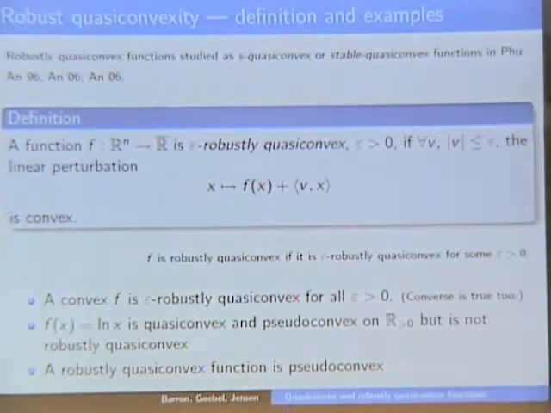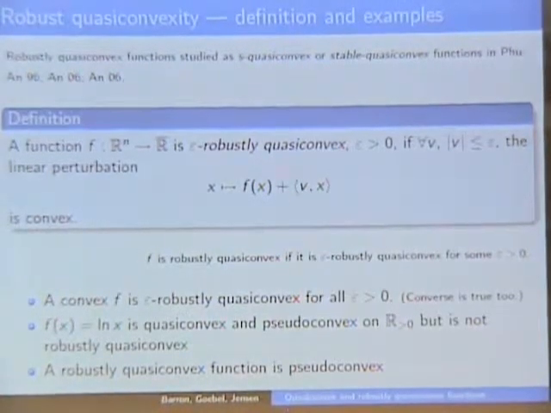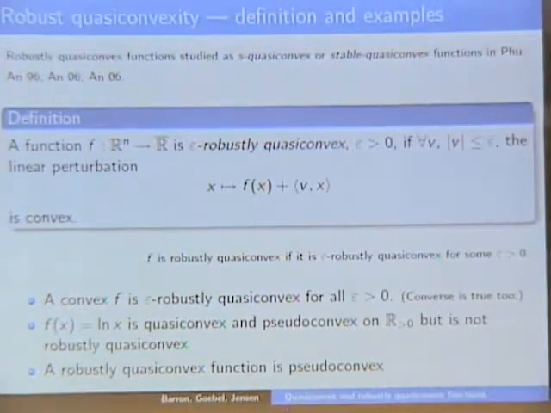So we started using the terminology functions which are robustly quasi-convex. So a function is epsilon robustly quasi-convex if you can perturb it by linear functions with slopes less than or equal to epsilon, and the quasi-convexity is preserved.